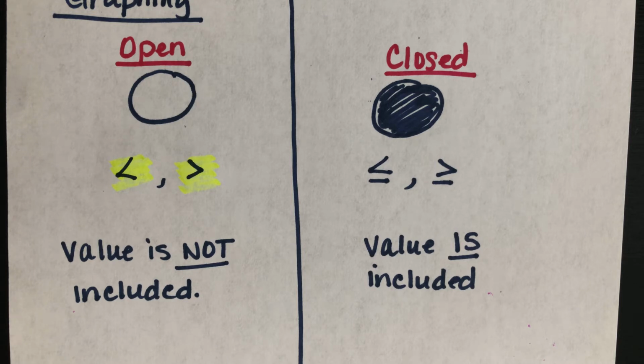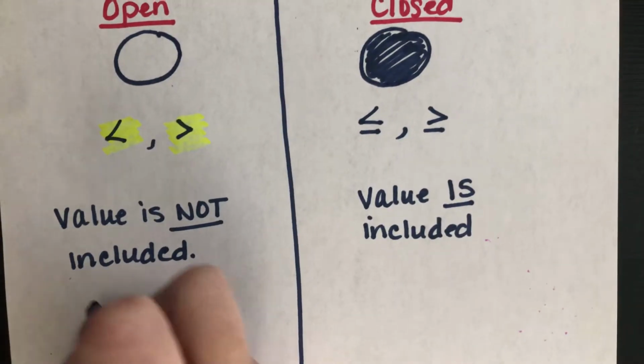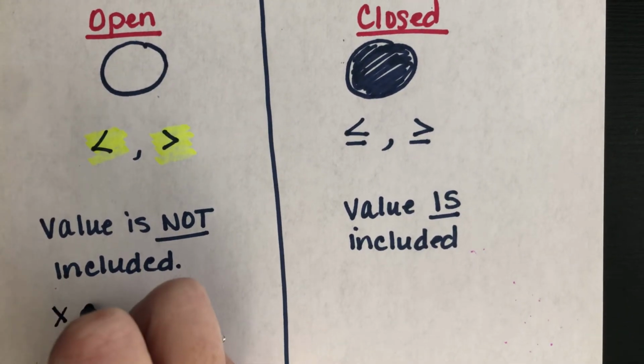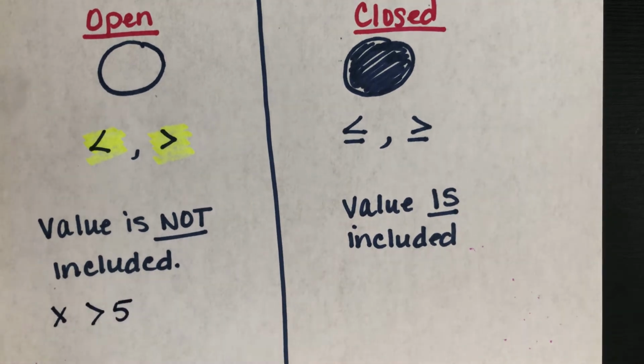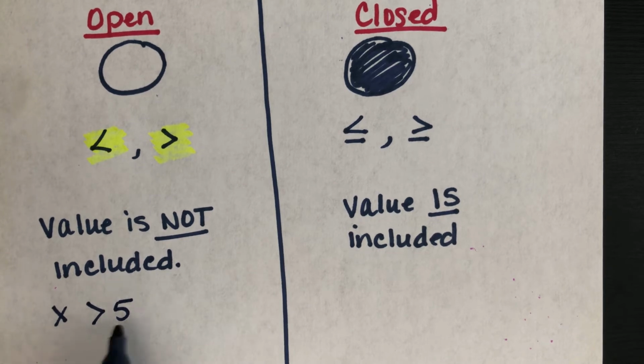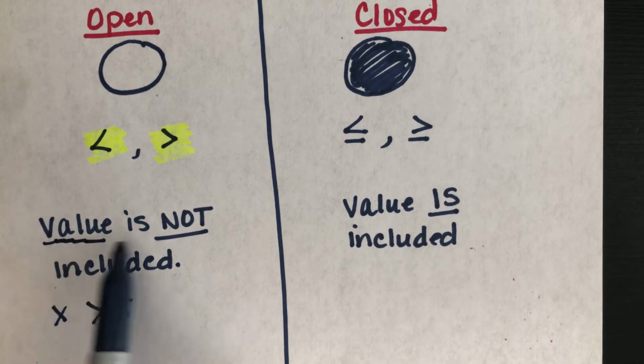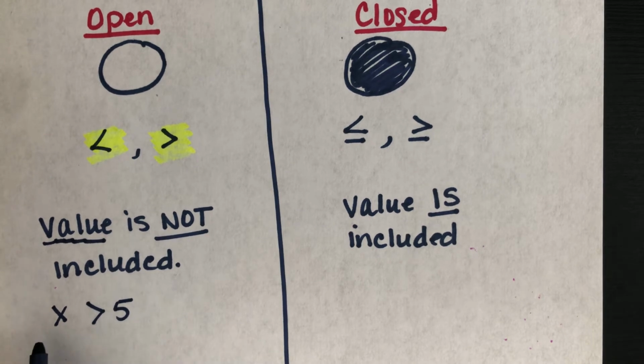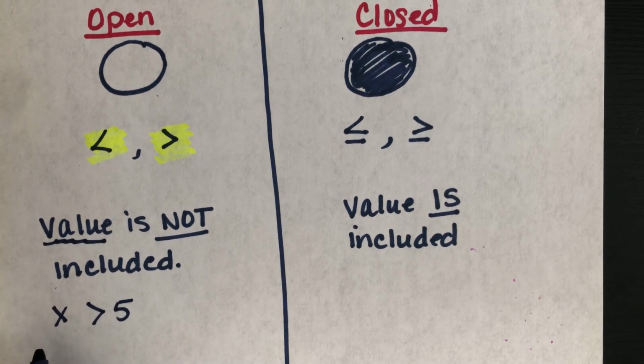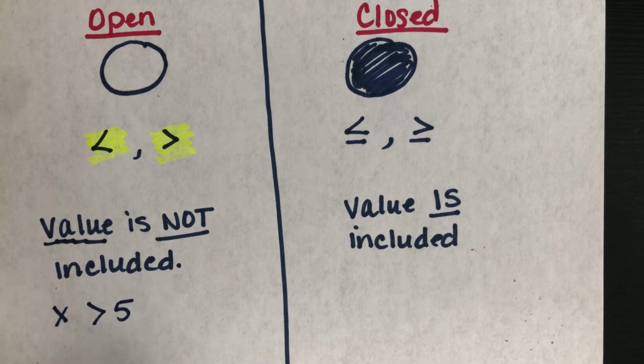So let's look at this. If I have the inequality x is greater than 5, there's my inequality. I ask you all, can I put 5 in here? This is my value because I'm saying the value is not included. So here's my value of 5. Can I put 5 in for x? Can I say 5 is greater than 5? No, I can't say that. 5 is not greater than 5. 5 is equal to 5, but 5 is not greater than 5.